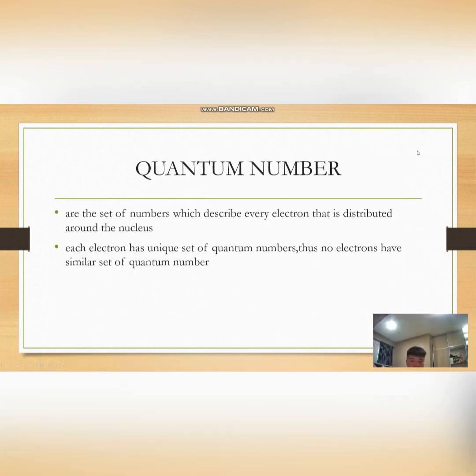The next one is quantum numbers. Quantum numbers are a set of numbers which describe every electron that is distributed around the nucleus. Each electron has a unique set of quantum numbers. No two electrons have the same set of quantum numbers.